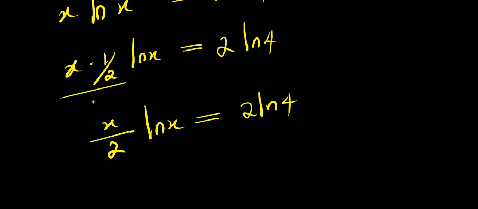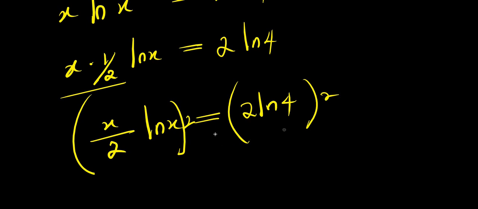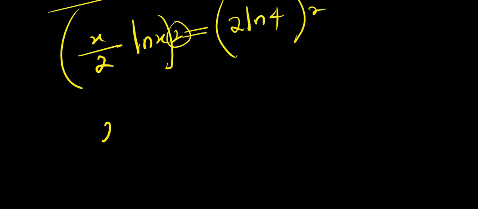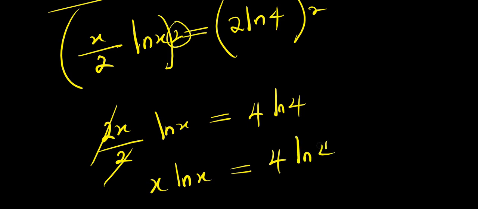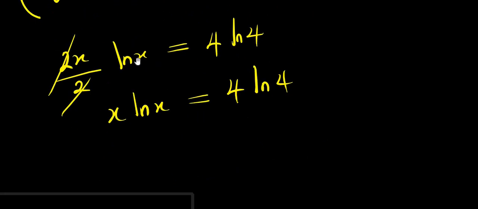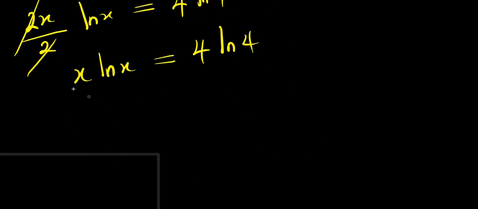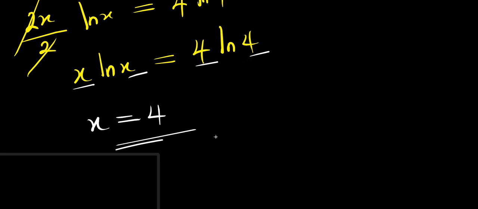Then we can decide to multiply this by 2 and multiply this by 2. So to multiply this, we have 2x over 2 times natural log of x equals, to multiply this, we have 4 times natural log of 4. This eliminates this, I have x times natural log of x equals 4 times natural log of 4. And from here, we equate them, that means our x equals 4.